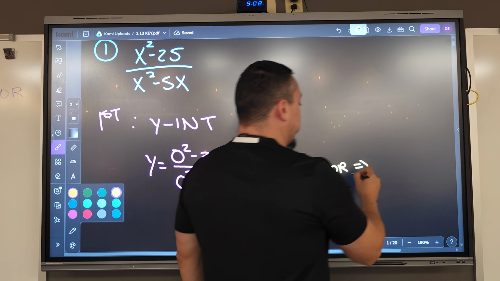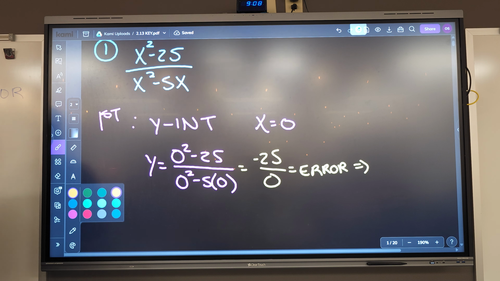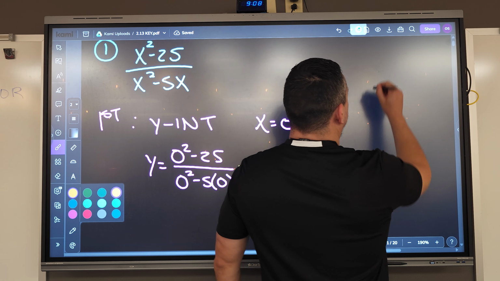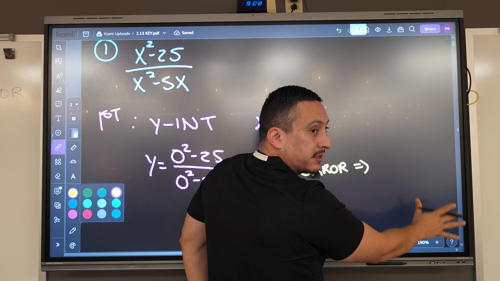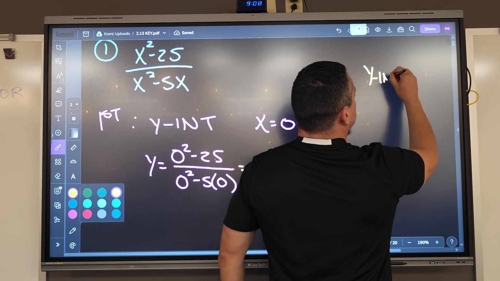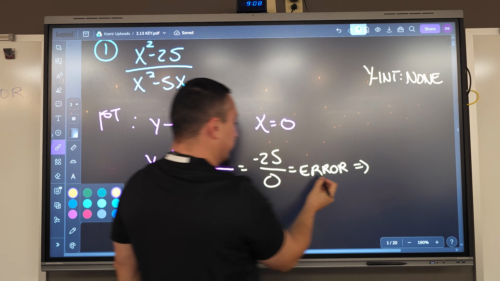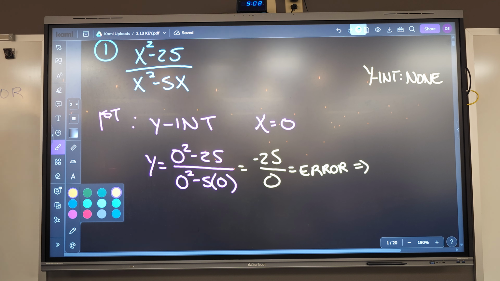So what do you think that means as far as the y-intercept? If you're getting an error for it, there's none. That's what it means. There's no y-intercept. Okay, so I'm going to put the answers on the side. For y-intercept, I have none, because of this, because there's an error there. Okay, you can't divide by 0. Does that make sense? Okay.